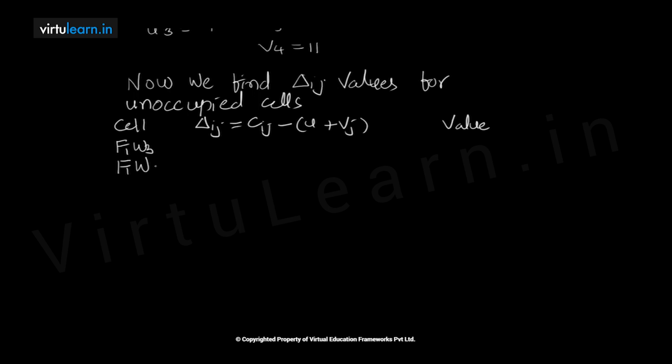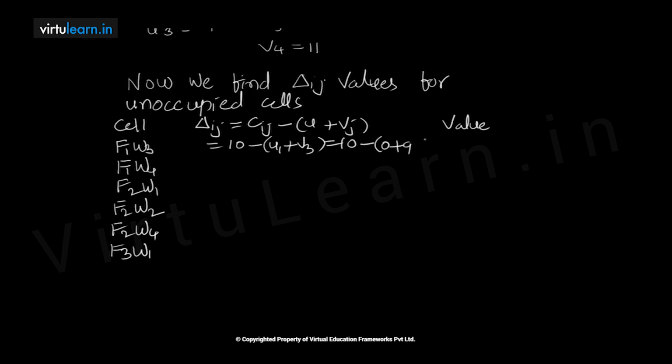F1W3, F1W4, F2W1, F2W2, F2W4, F3W1. So in this, the delta ij value is given by, for F1W3, the cell cost is 10 rupees minus U1 plus V3, which is given by 10 minus the U1 value we had, 0, plus 9. So its value becomes 1.